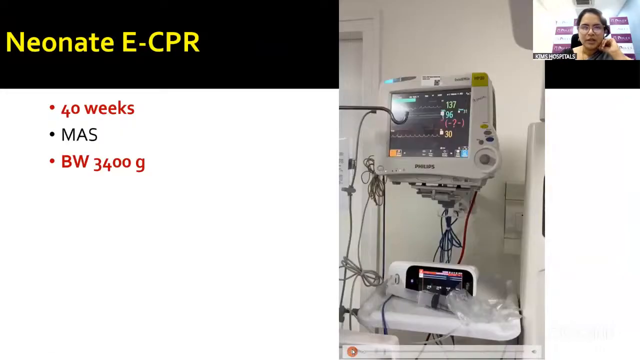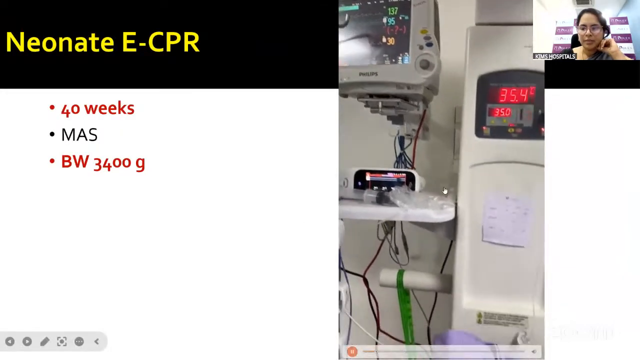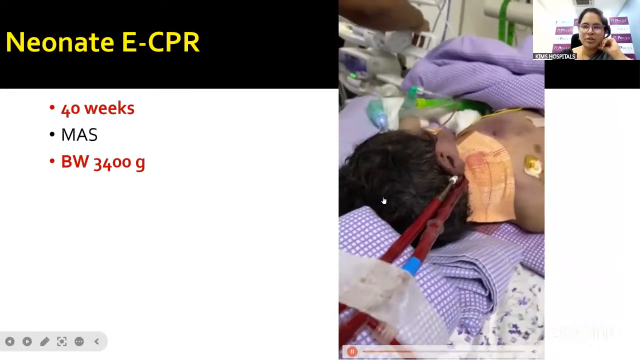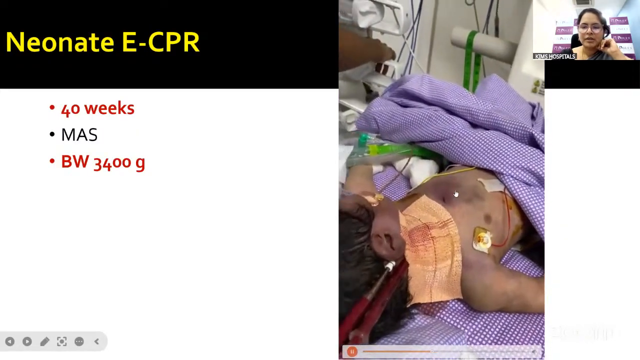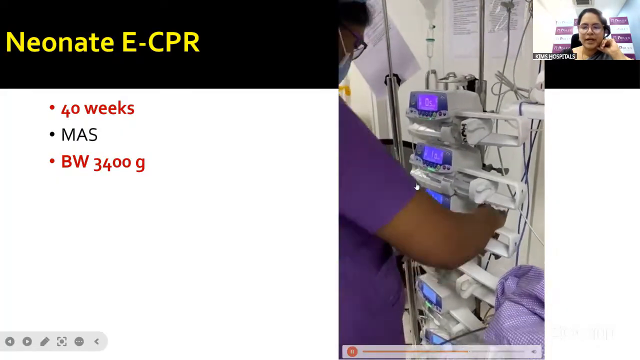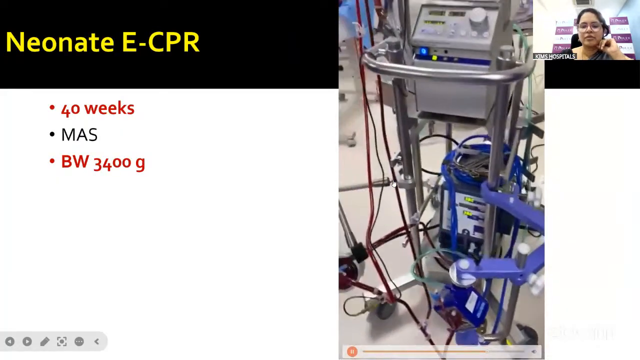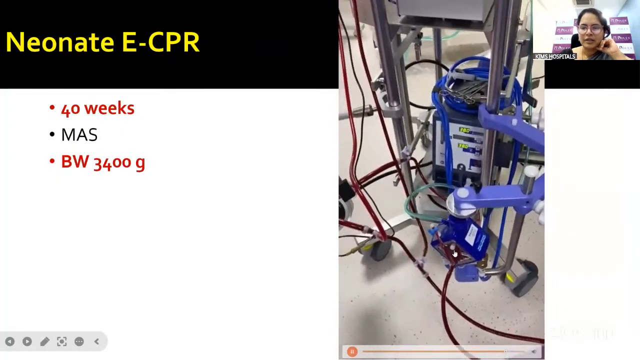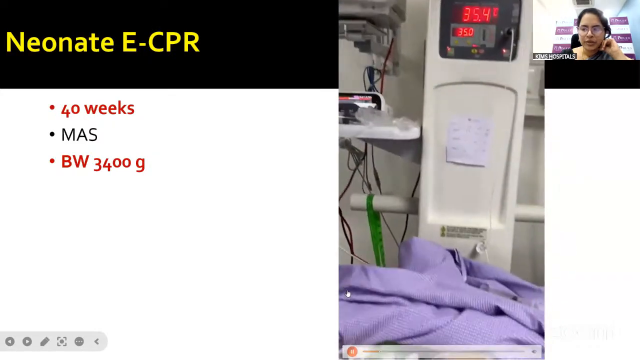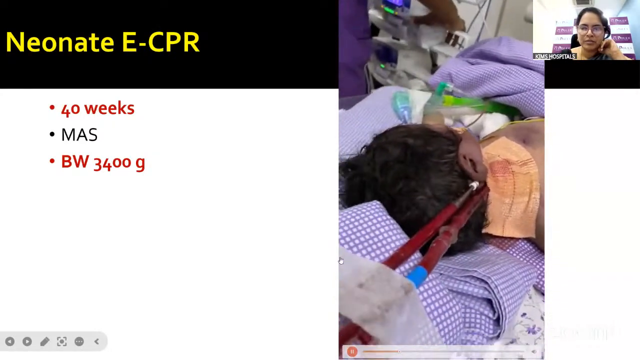This was the first neonatal eCPR that we had performed in our own unit, a newborn with meconium aspiration syndrome who had received, you can see, extensive CPR. So the cardiothoracic surgeon had come for placing the venous and arterial line. That is the oxygenator in the blue color. Typically with the Mackay circuit, the oxygenator is blue in color.